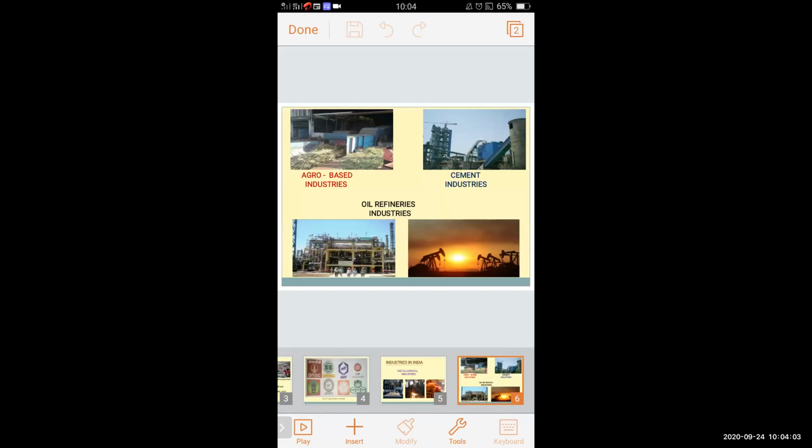In India, there are also agro-based industries, the cement industry, and oil refinery industries. India is famous for agro-based, cement, and oil refinery industries.